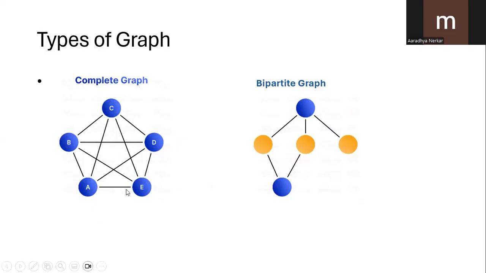The next type of graph is complete graph. In a complete graph, there is an edge between every pair of nodes. Now, a bipartite graph is a special type of graph where the vertices can be divided into two sets such that no two vertices within the same set are adjacent. In other words, every edge in the graph connects a vertex from one set to a vertex from the other set.